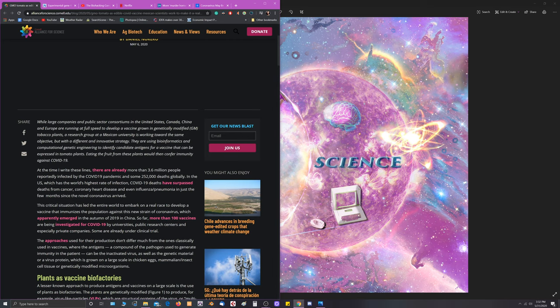While large companies and public sector consortiums in the United States, Canada, China, and Europe are running at full speed to develop a vaccine grown in genetically modified tobacco plants, a research group at a Mexican university is working towards the same objective, but with a different and innovative strategy. They're using bioinformatics and computational genetic engineering to identify candidate antigens for a vaccine that can be expressed in tomato plants. Eating the fruit from these plants would then confer immunity against COVID-19.